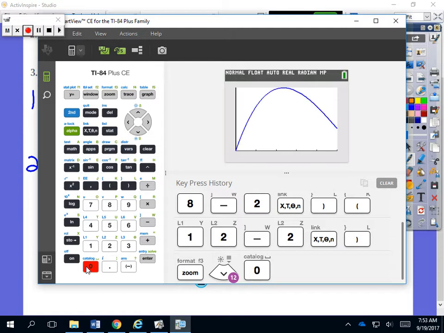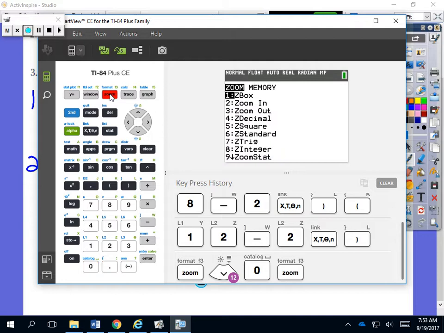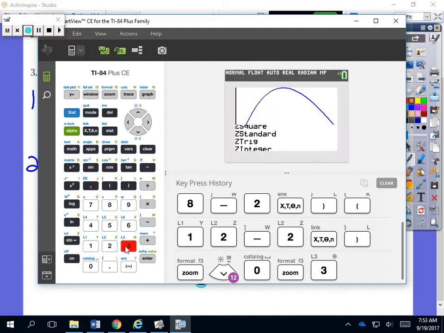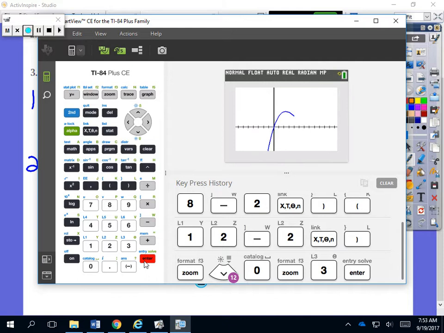If for some reason you still can't see the maximum value of your graph, you can always zoom out once. So you hit zoom 3 and zoom out, and have to hit enter again. And now you can definitely see it, and you can see more of the function. It doesn't matter which screen you use, this is fine too.